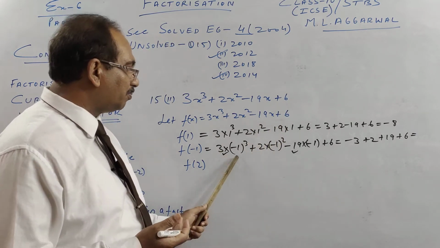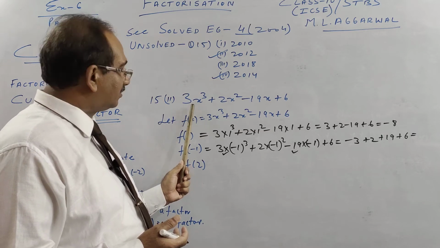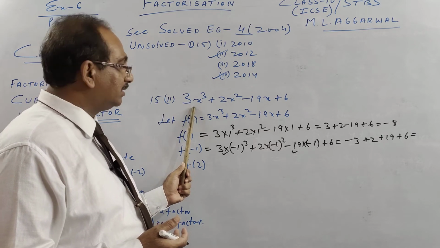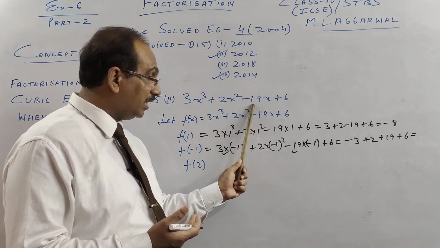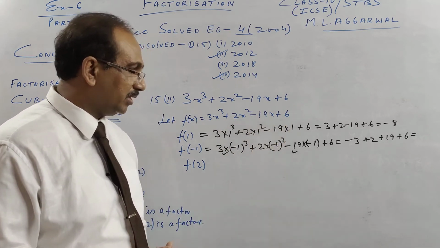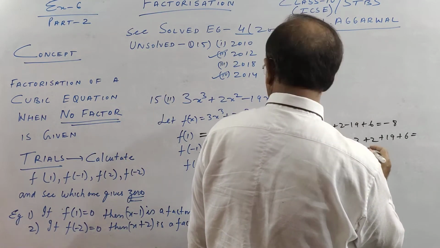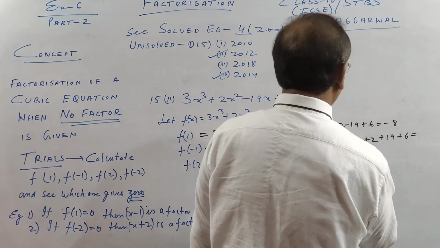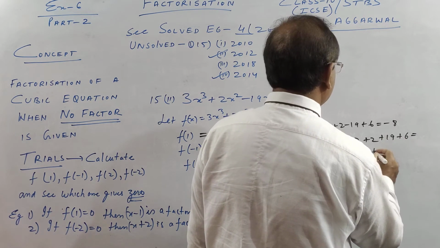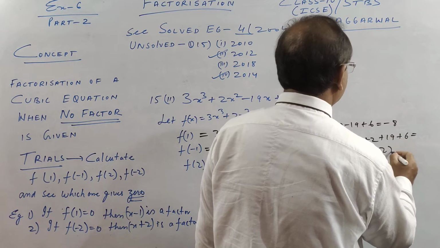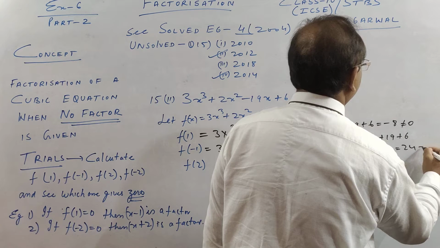So remember, when you put minus 1, what do we have? The first coefficient's sign changes. Second remains the same. Third coefficient, meaning minus 19, is the coefficient of x, changes. Fourth remains the same. So if you add, children, what we get here is 21 and 6 minus 3 plus 27, you will get 24, which is not equal to 0.